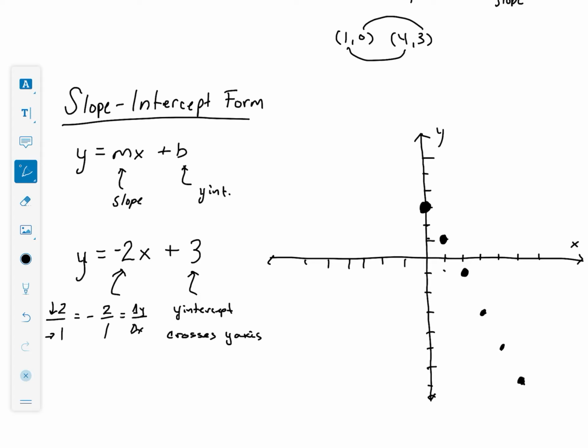Now I can do the opposite and go up 2 units and to the left 1 to continue my line. Up 2 units and to the left 1. And now I have plenty of points to plot. There's my line. Now, clearly I have a negative slope with a y-intercept of 3. And I like to label my line with the equation y equals negative 2x plus 3.